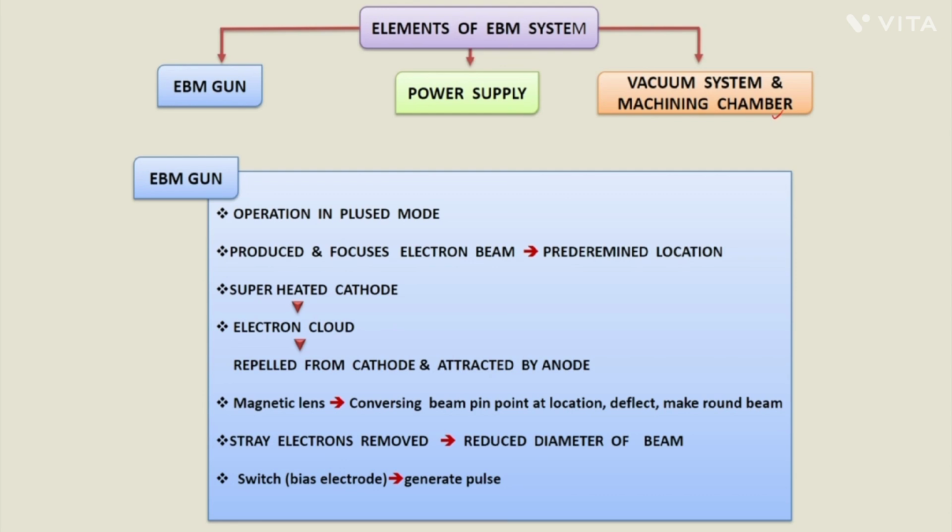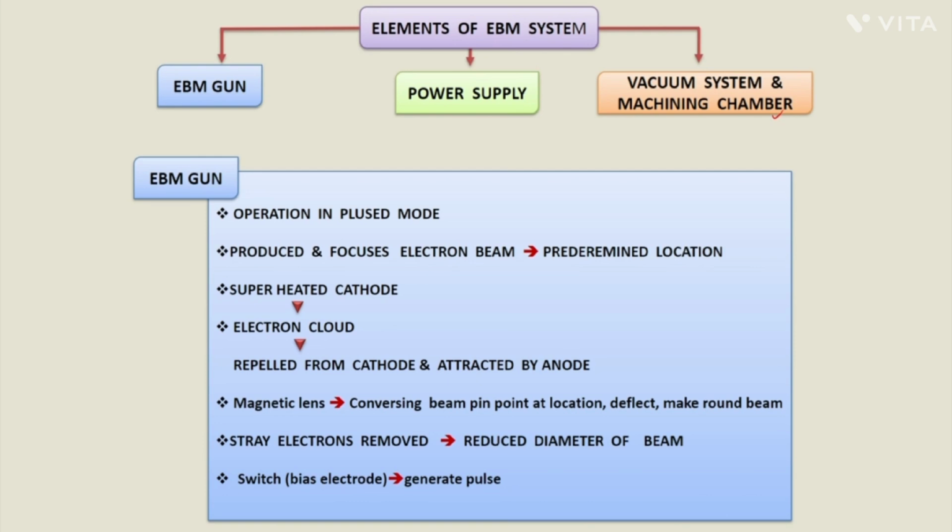So each electron gun produces a focused electron beam on a predetermined location. There is a superheated cathode. Usually it is a tungsten filament which is heated up to a very high temperature, or you can use a solid block of cathode which is heated up by the radiation of a filament. So both things are possible.